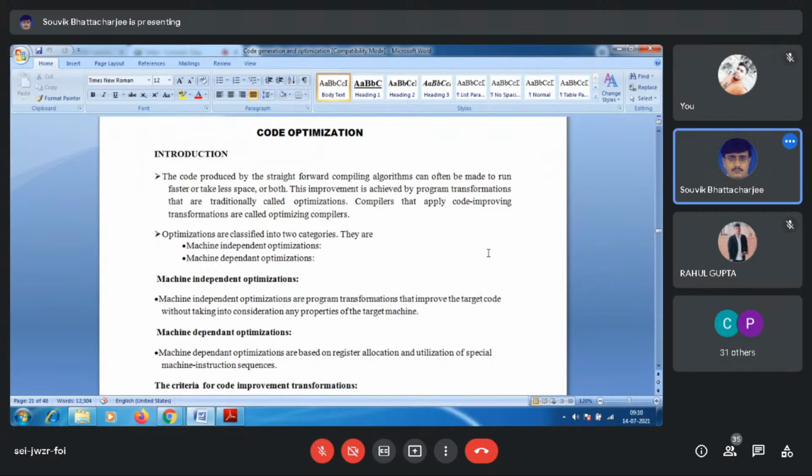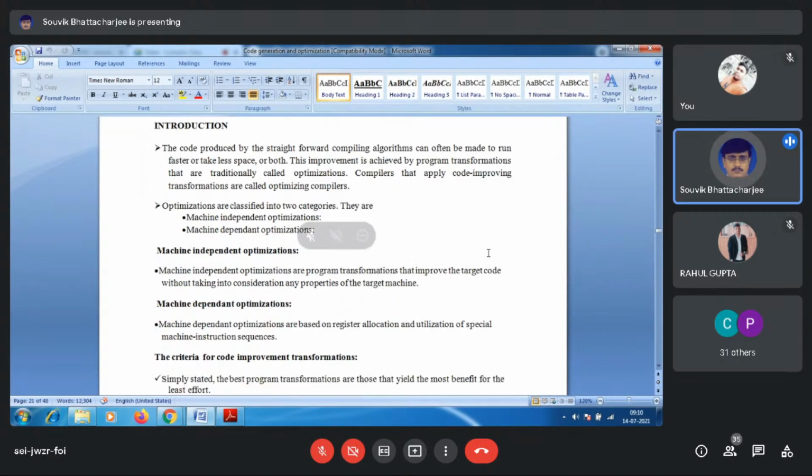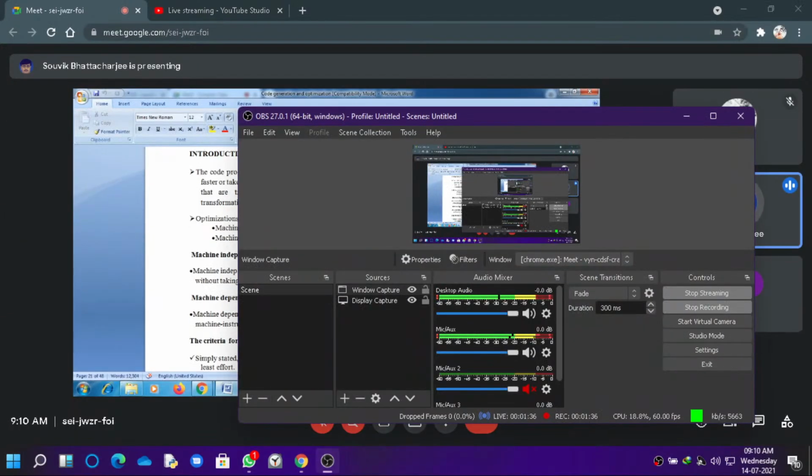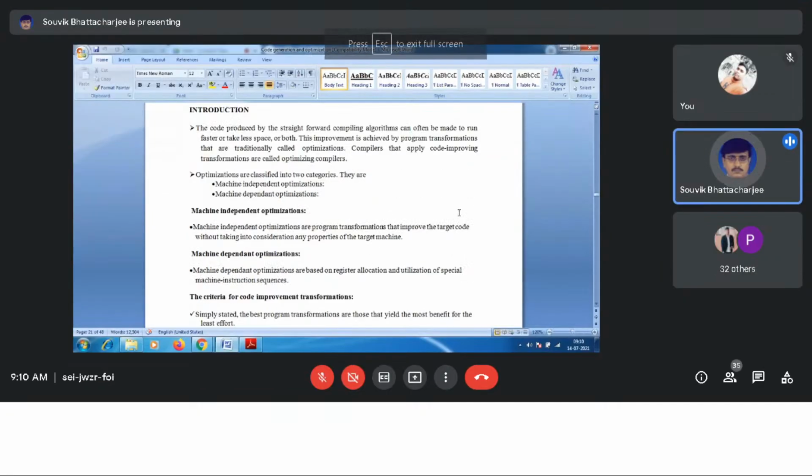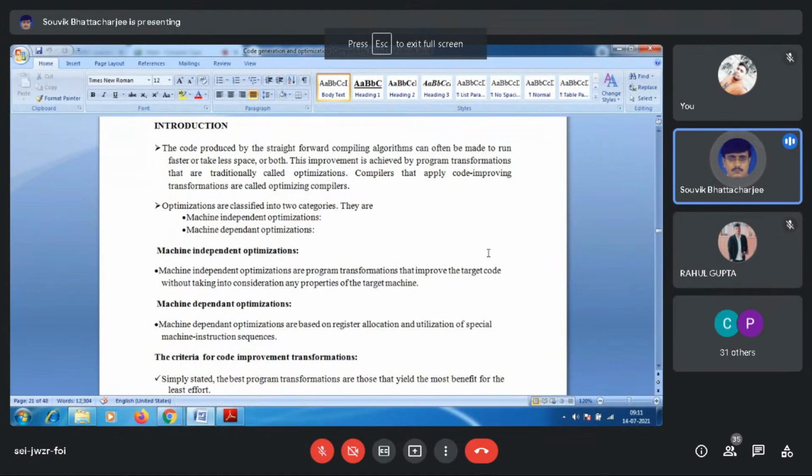Optimizations are classified into two categories. Machine independent optimizations are program transformations that improve the target code without taking into consideration any properties of the target machine. But machine dependent optimization is based on register allocation and utilization of special machine instruction sequences, and this fully depends on the machine architecture. Here, code optimization basically deals with machine independent optimization. In the next chapter, on code generation, we will see a little about machine dependent optimization techniques.